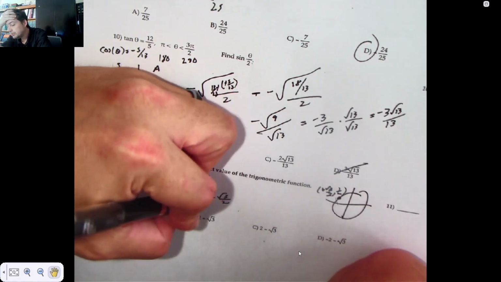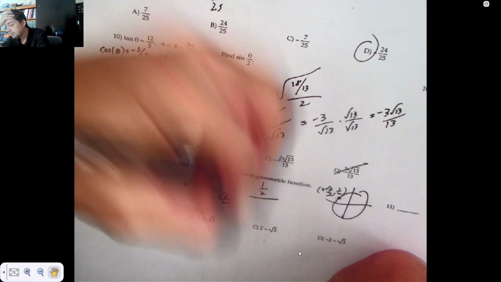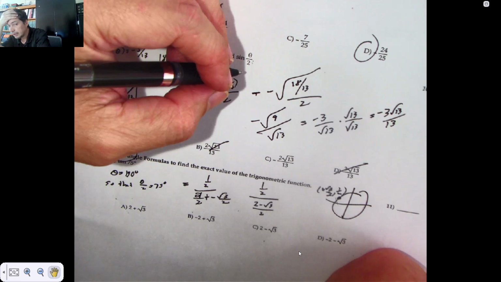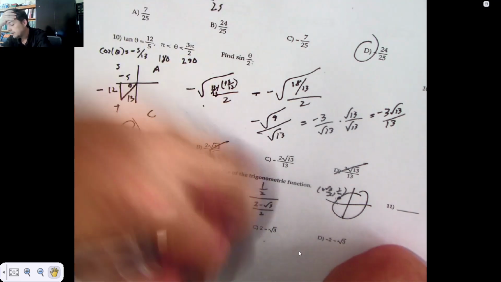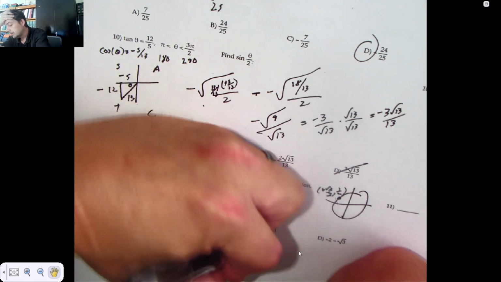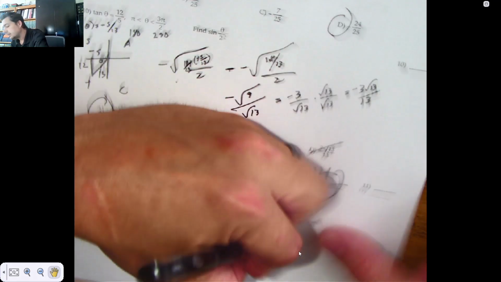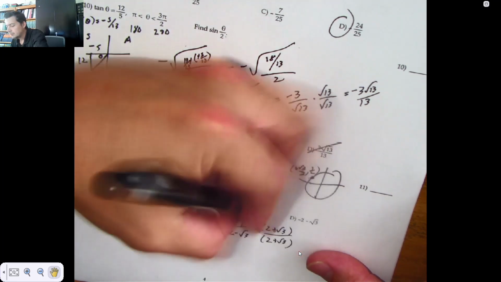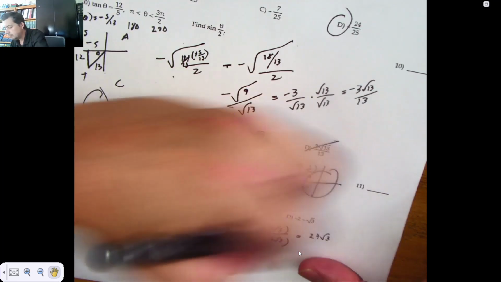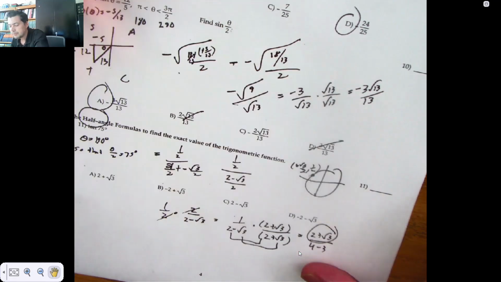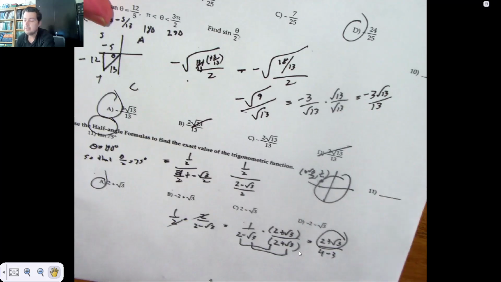I change this 1 into a 2 over a 2. I get a half sitting over 2 minus root 3, both over 2. I multiply by the reciprocal. 1/2 times 2 over 2 minus root 3 equals 1 over 2 minus root 3. I clean that up by multiplying by the conjugate. The top will become 2 plus root 3. The bottom is going to be 4 minus 3. So I'm just left with 2 plus root 3, which is choice A.